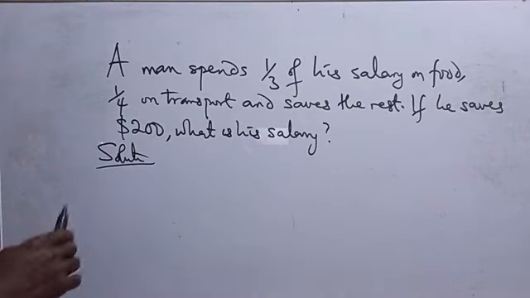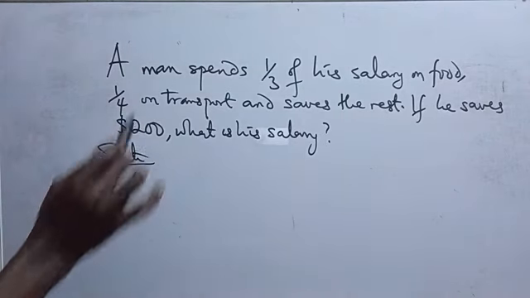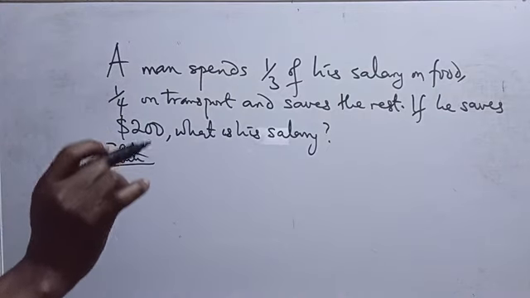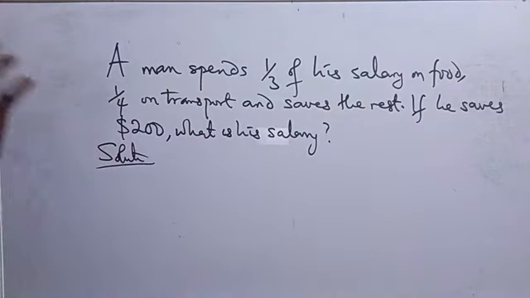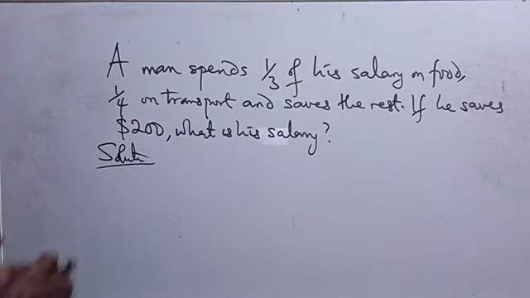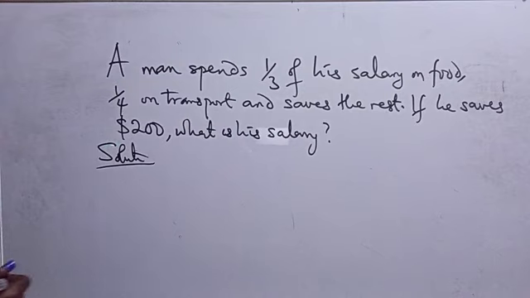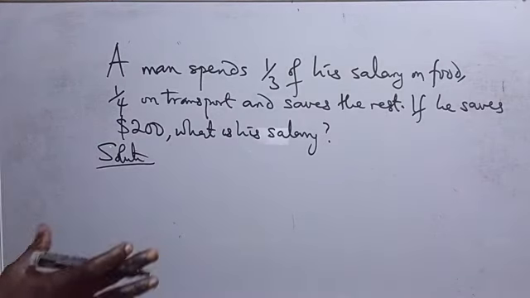Now, how much did the man spend on food? We don't know the actual amount he spent, but we are given the fraction of what he spent. So his expenses cover two things: food and transport. All right, and he kept the rest. But we are told that if we assume the rest he kept is $200, what is his actual salary? It's very simple. So let's find the total fraction of how much he has spent.